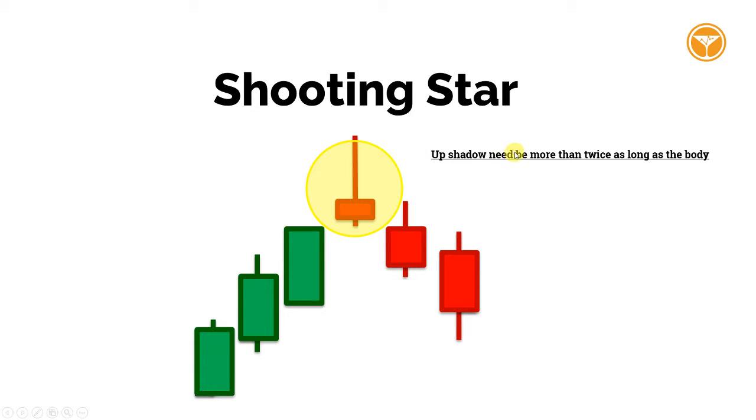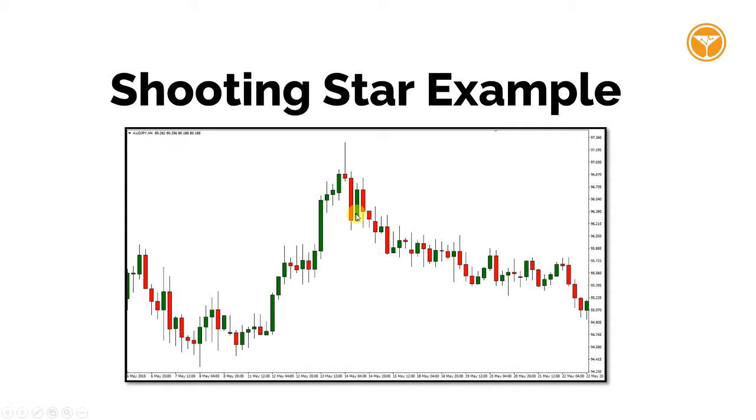So the up shadow again needs to be more than twice as long as the body. You can see it is here. And if we look at an example, it's very glaringly obvious, but I'll highlight it anyway. This is the Australian yen 4-hour chart again. Now, I like 4-hour charts. I'm a bit biased towards them, but 1-hour charts, daily charts, 5-minute charts, 15-minute charts, it doesn't matter which chart you're looking at. These will still carry a lot of weight just by themselves.